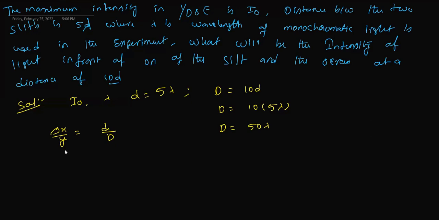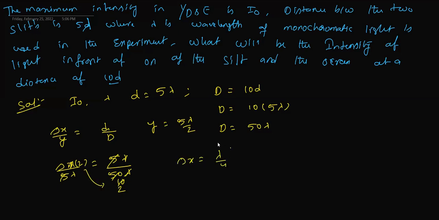Delta x by d, delta x by y, the y value they gave in the question is 5 lambda by 2. So if you substitute this value here, delta x by y, 5 lambda by 2, is equal to d value 5 lambda divided by capital D value 50 lambda. Lambda will get cancelled, 5 1s are 5, 5 10s are 50. This 2 also will go to the numerator. Delta x equals lambda by 4, you got it here.